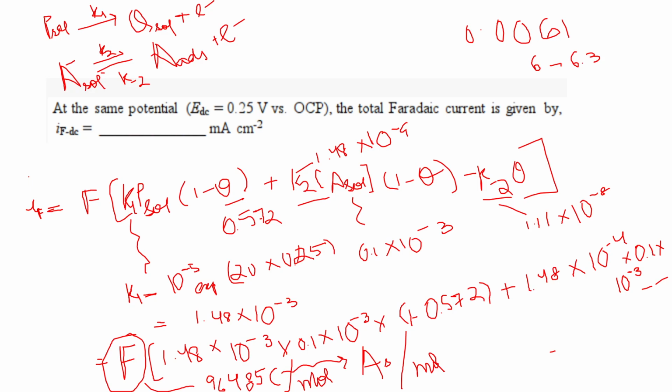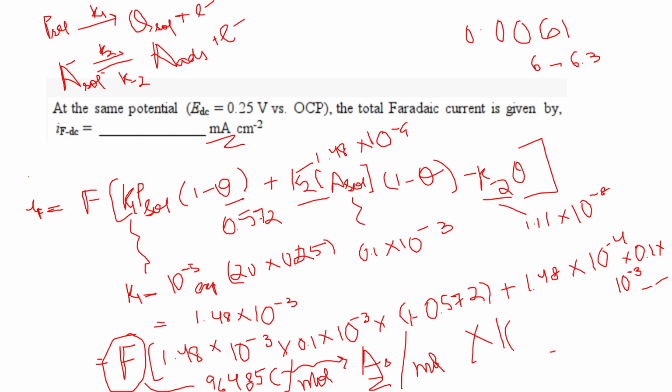So if you are taking 96,485 directly, you are not converting it to coulomb; it should be converted to milliamps second per mole, because coulomb is ampere second per mole. But here this ampere, you want it in milliamps per centimeter square. So the F value that you should use should be multiplied with 10 to the power minus 3.